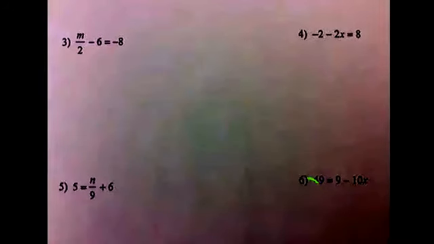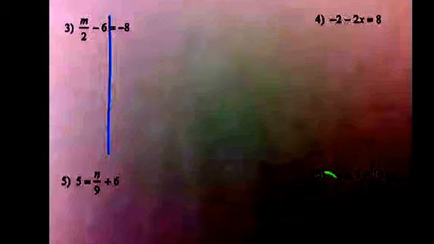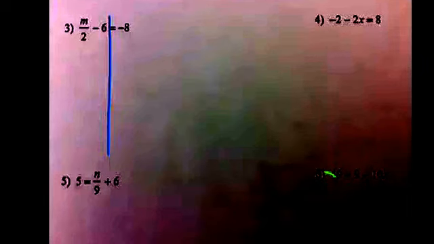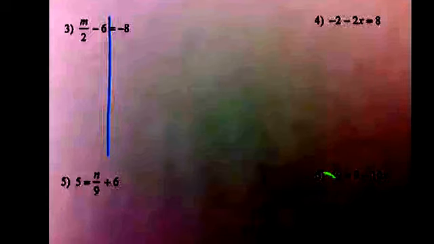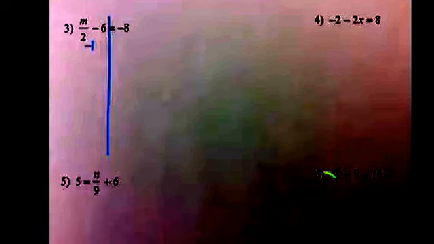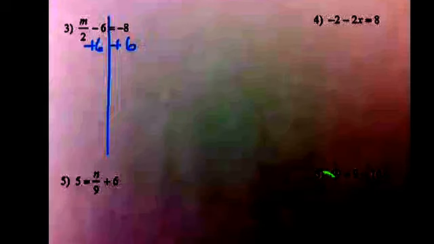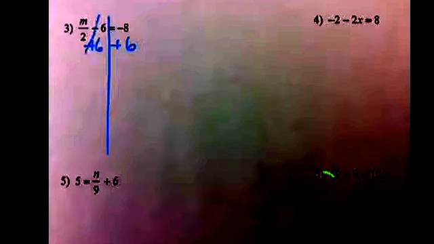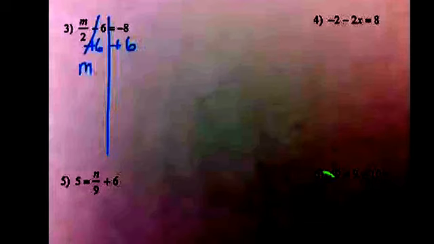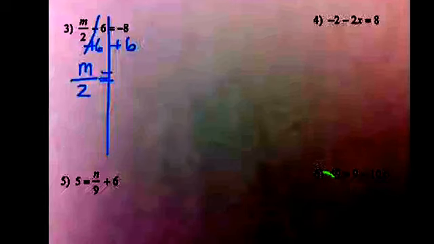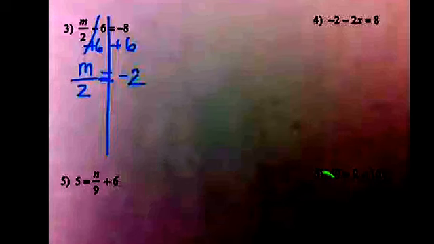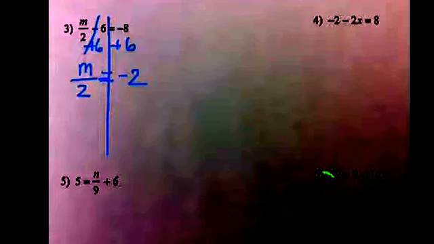m divided by 2 minus 6 equals negative 8. I am going to, again, draw my vertical line to divide both sides of my equation. Looking at the side with the variable, m is being divided by 2, then subtracted 6. That 6 is the constant, so I'm going to focus on that first. It's subtracting 6, so I'm going to add 6 on both sides of the equal sign to keep it balanced. Negative 6 and positive 6 cancel out. I'm left with just m divided by 2 equals, on the right side, I have negative 8 plus 6, which is negative 2. So m divided by 2 equals negative 2.